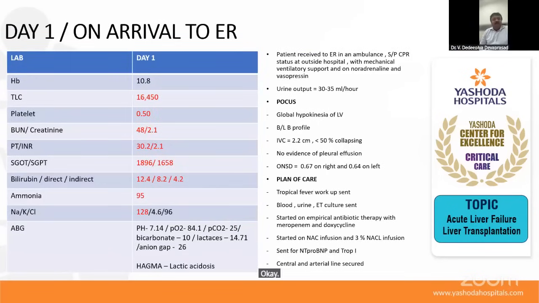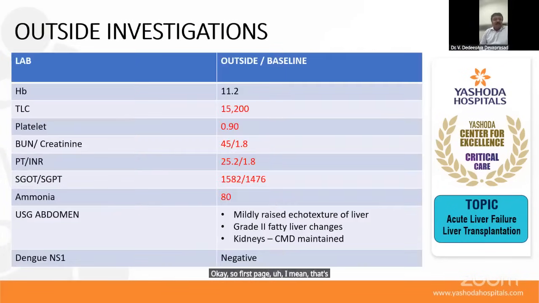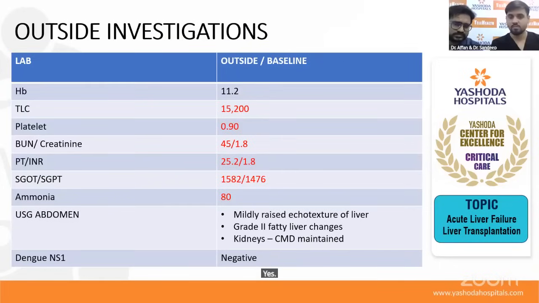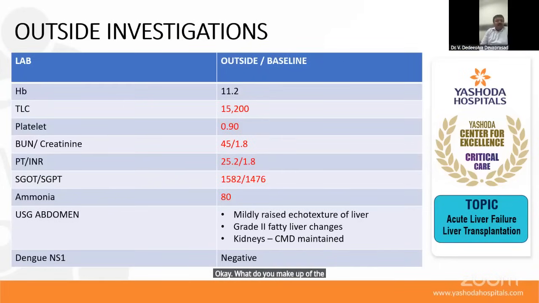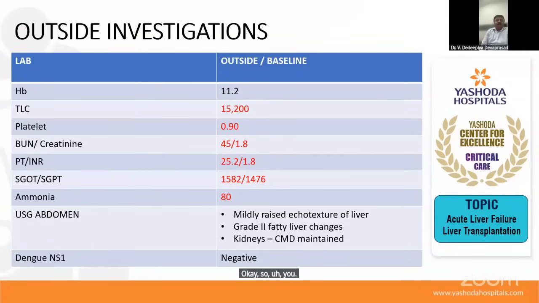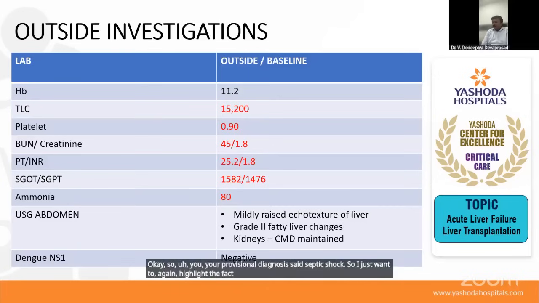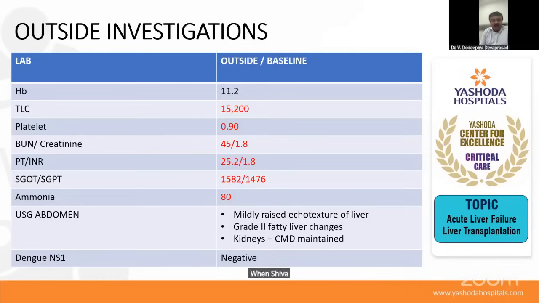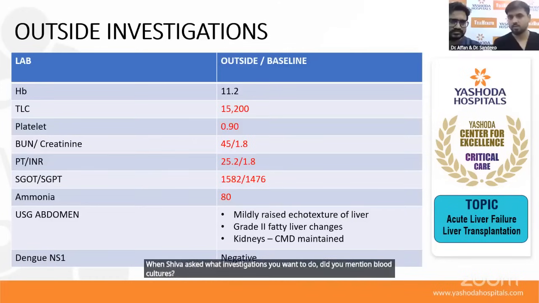Okay, so that slide alone, previous slide alone. What do you make of the increased total count? Sir, it is leukocytosis, any sepsis, underlying infection. Okay. So your provisional diagnosis said septic shock. Yes, sir. Did you send out any blood cultures? When Dr. Shiva asked what investigations you want to do, did you mention blood cultures? No, sir.